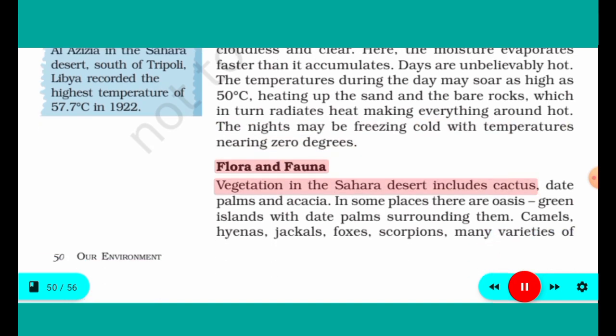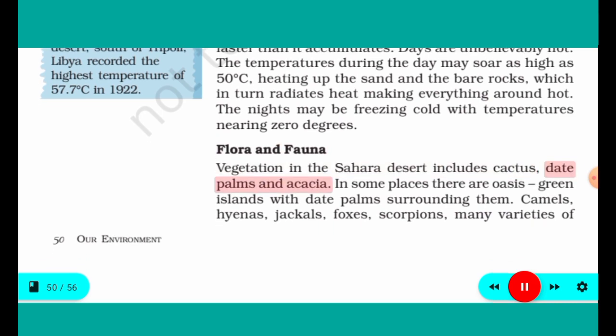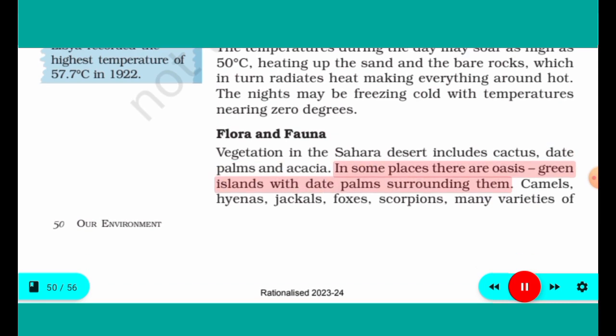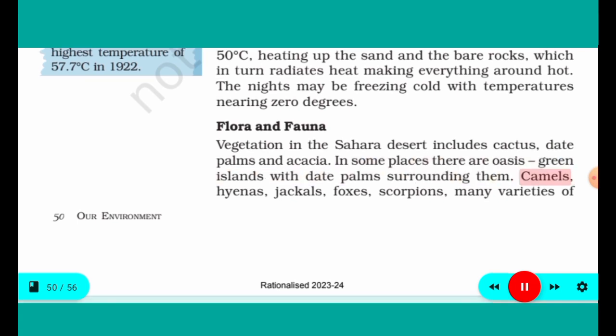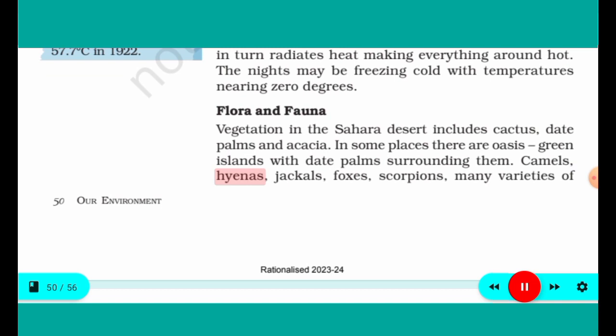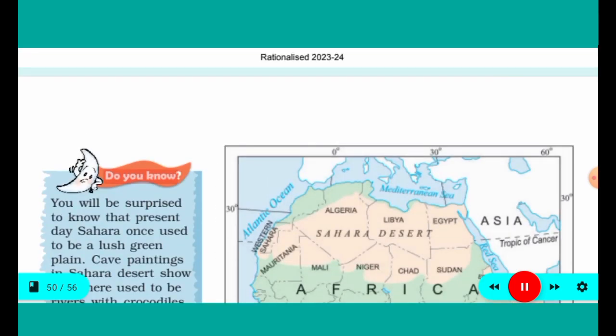Flora and fauna. Vegetation in the Sahara Desert includes cactus, date palms and acacia. In some places there are oases, green islands with date palms surrounding them. Camels, hyenas, jackals, foxes, scorpions, many varieties of them are found.